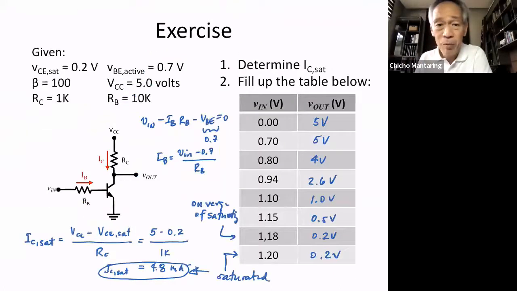And then we had this exercise where I gave you this particular transistor. The transistor parameters are VCE sat 0.2, VBE active 0.7, beta equal to 100. These are your transistor parameters, which you pick up from the datasheet of the transistor. And then these are circuit parameters: VCC 5, RC 1K, RB is 10K. First determine IC sat. IC sat in this case is 4.8 mA. And then for these values of input, what are the values of your output?